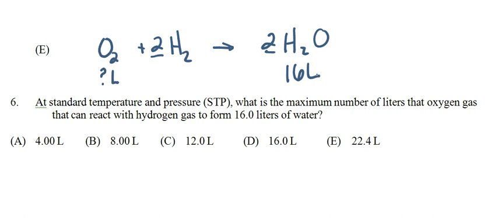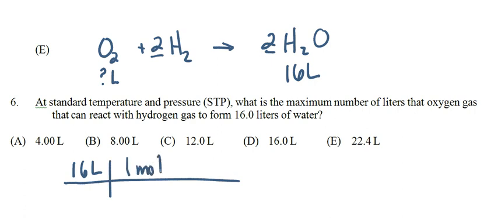So we always start with, first of all, write a balanced equation. Step 2, change what was given into moles. So we need to take our 16 liters and convert that to moles. We are at STP. Be sure you know this. At STP, 1 mole of any gas is 22.4 liters. Gotta know that. Alright, so since we're going from water, we're going to use the mole ratio.